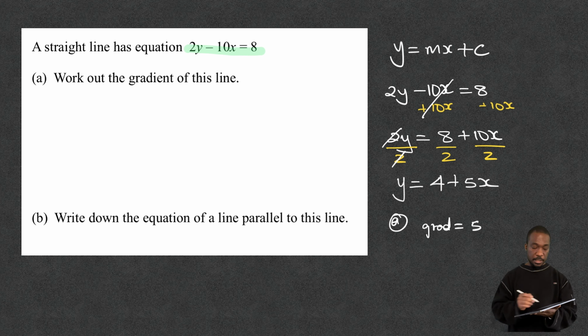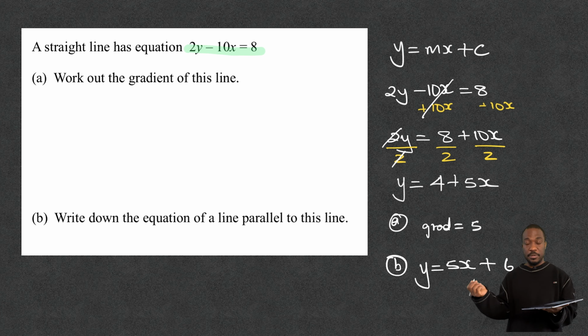It says, write down the equation of the line that's parallel to this line. The minute I see the word parallel, I know that the gradient needs to be the same. So all I'm going to do for part B of the question is y equals 5x plus, pick a number. I'm going to go for 6. You can put whatever number you like. So the only thing we're looking for is that the 5 is staying the same there.